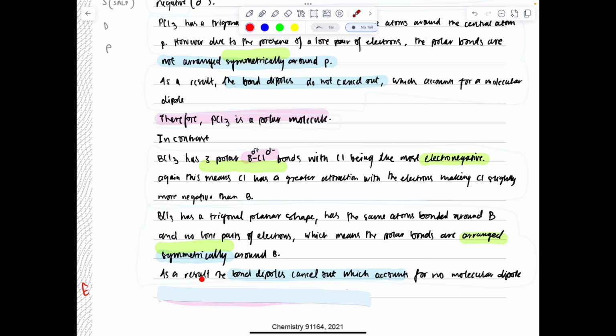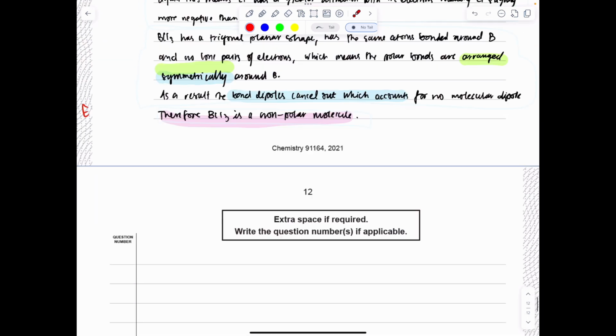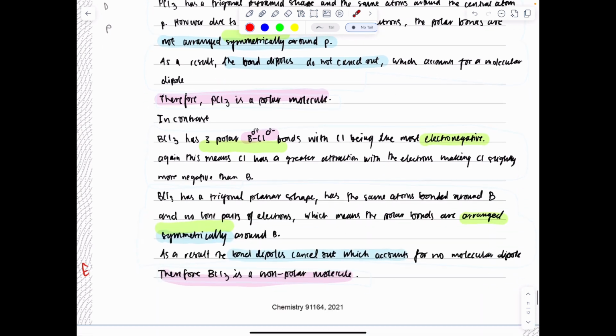As a result, now I'm talking about the dipoles, as a result the bond dipoles cancel out, which accounts for no molecular dipole, okay? There's not one end that is more negative or positive than the other. Therefore BCl3 is a non-polar molecule. And that is worth an excellence, and that's the end of the exam.